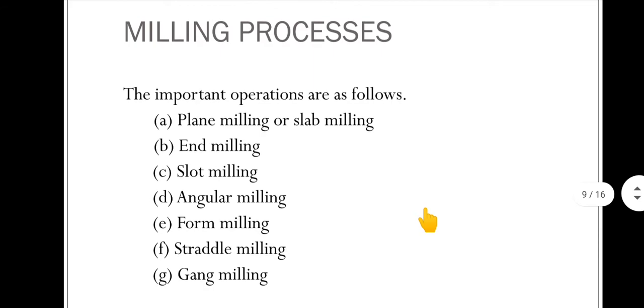Next, let's see milling processes. Like in the lathe, where we have different operations such as turning, facing, thread cutting, knurling, drilling, even in milling we have different processes. In that, the first one is plain milling or slab milling, then end milling, slot milling, angular milling, form milling, straddle milling, gang milling. These are the different types of operations we can do using the milling machine. So let us see one by one.